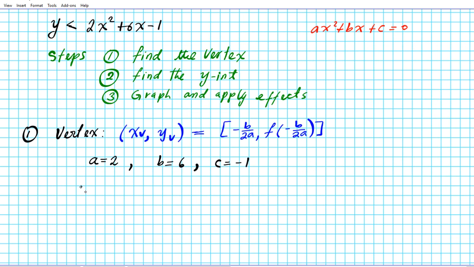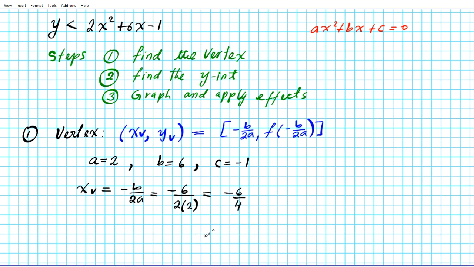Alright, let's find the x coordinate of the vertex. So what's the formula for the x coordinate of the vertex? As you can see, the x coordinate of the vertex is negative b over 2a. So we have negative b over 2a. Now we're going to substitute the a and b values. So we have negative 6 divided by 2 times 2. Let's go ahead and simplify this. We'll have negative 6 divided by 4.